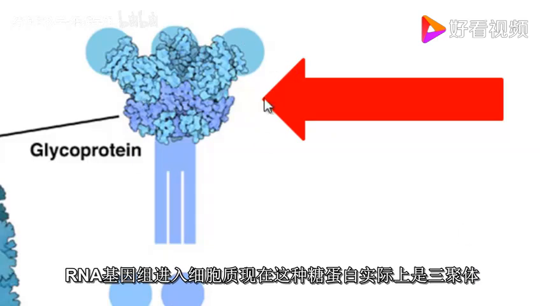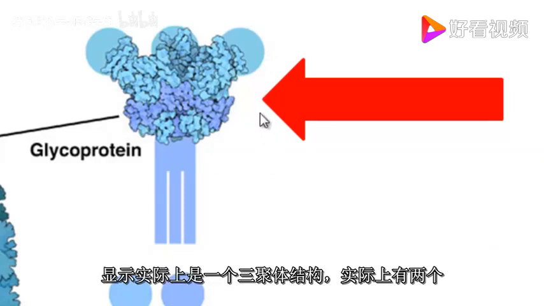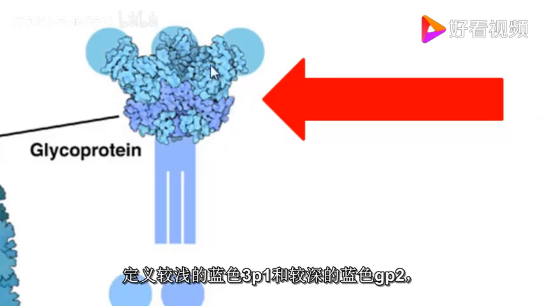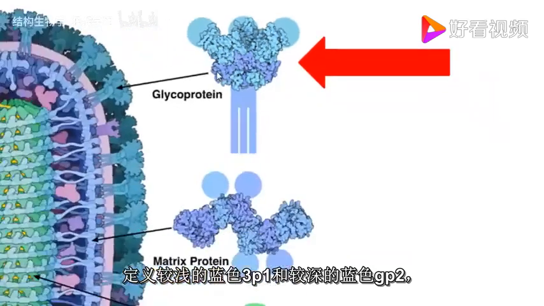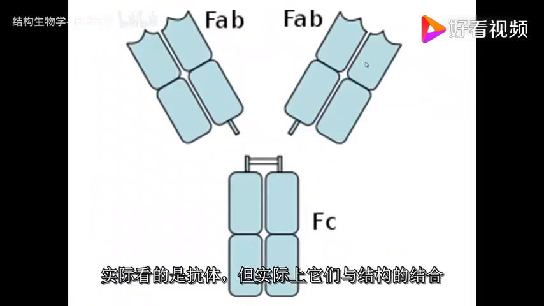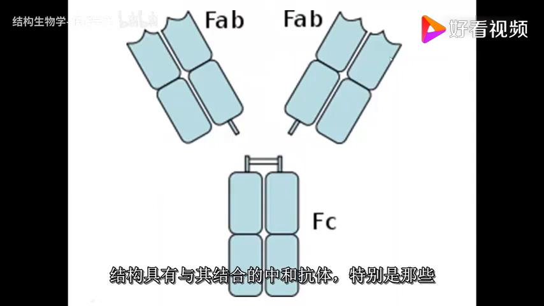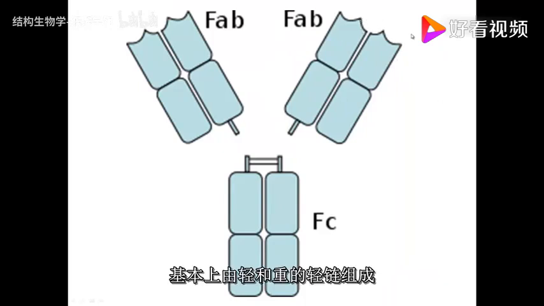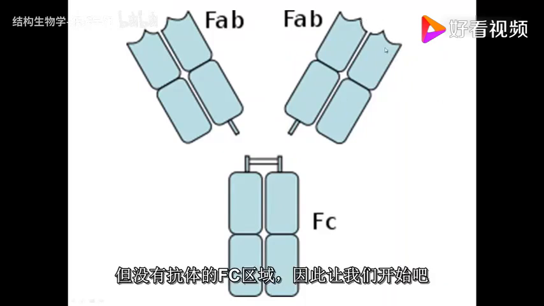This glycoprotein is a trimer, a trimeric structure. It has two domains, the lighter blue called GP1 and the darker blue GP2. We're also going to be looking at antibodies that are bound to the structure. Indeed, the structure has neutralizing antibodies bound to it, specifically the FABs, which are basically composed of a light and heavy chain, but without the Fc region of the antibody.